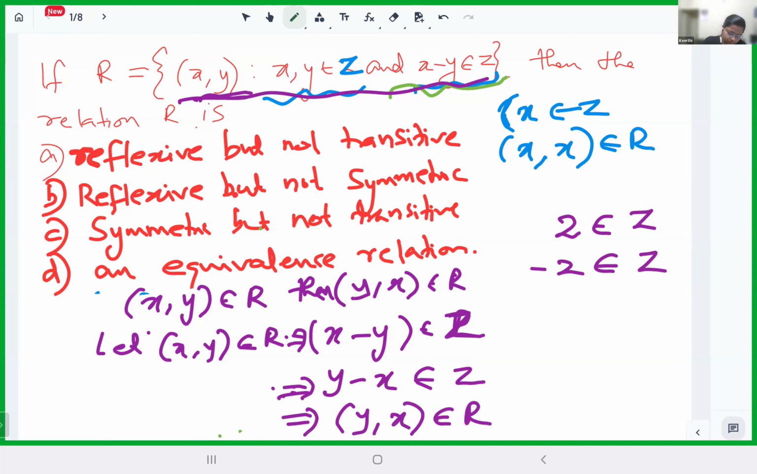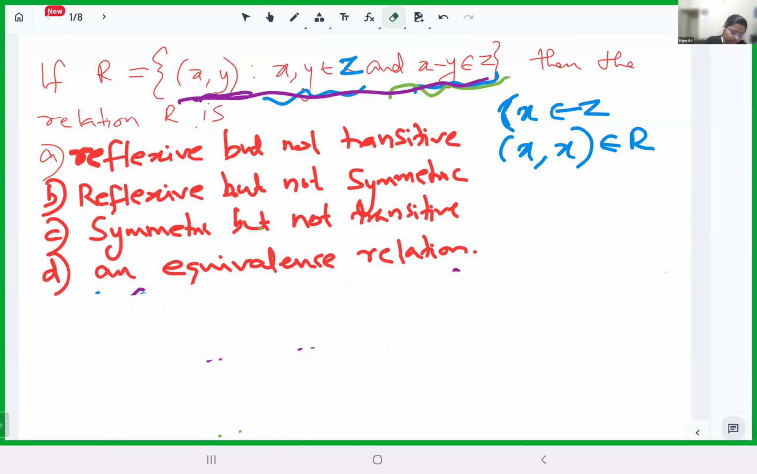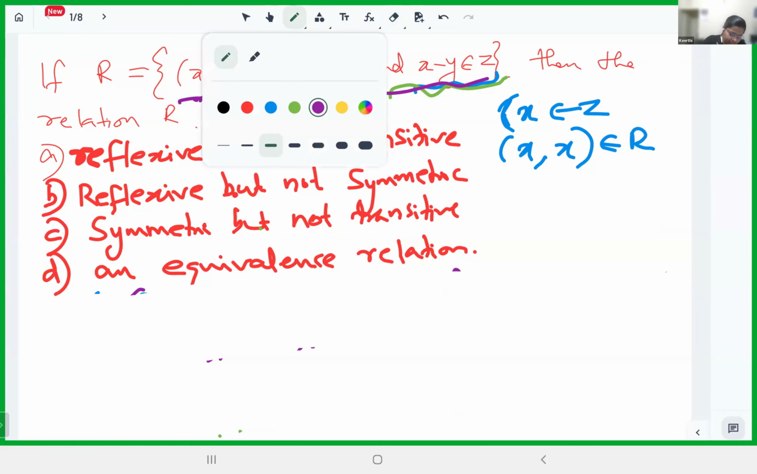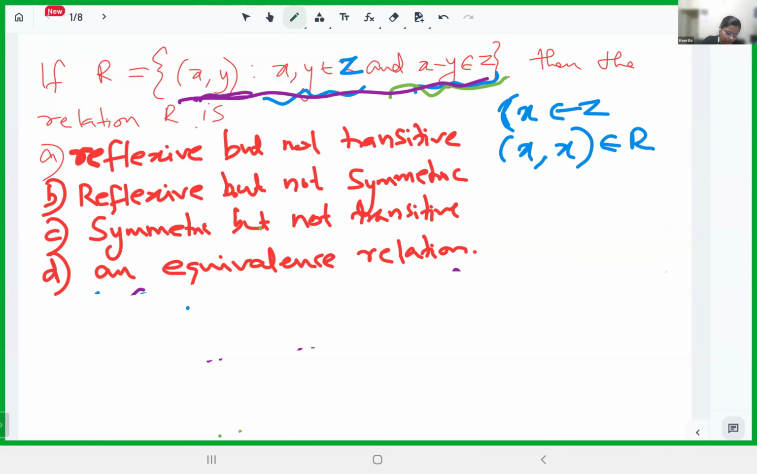Now we have to check whether it is transitive. We have got that it is reflexive and symmetric. Now we have to check whether it is transitive or not. For that, I'm taking (p, q) as an element of R.